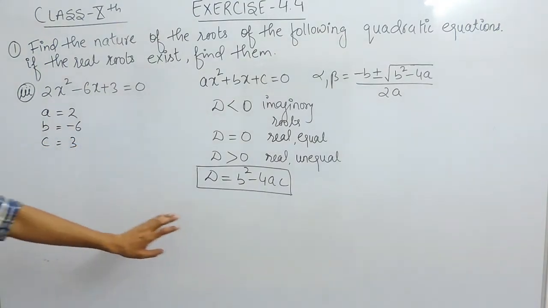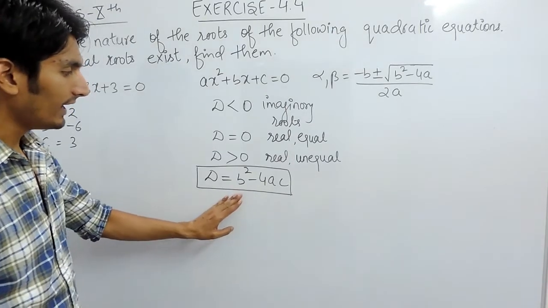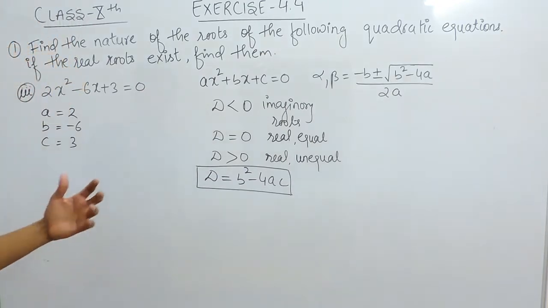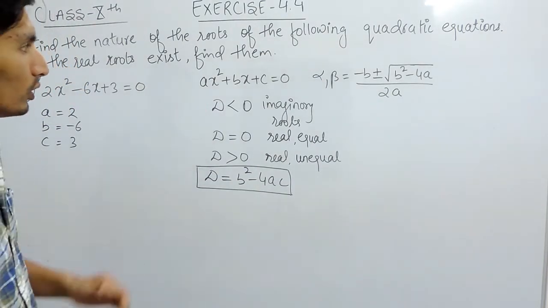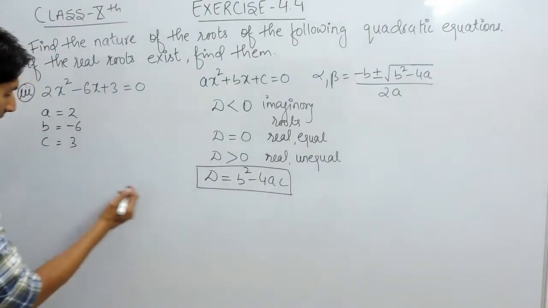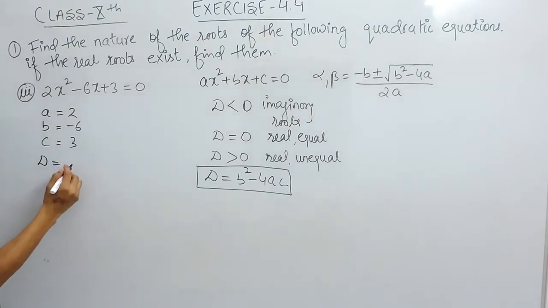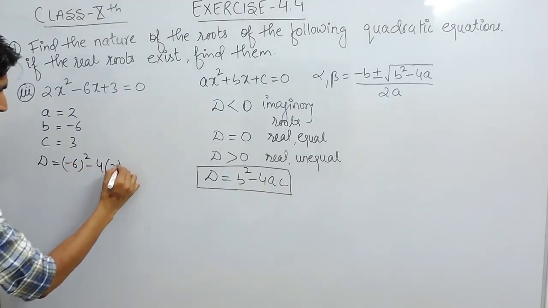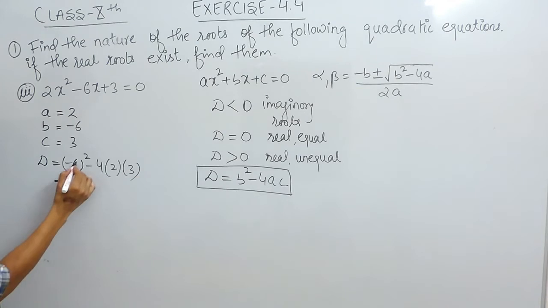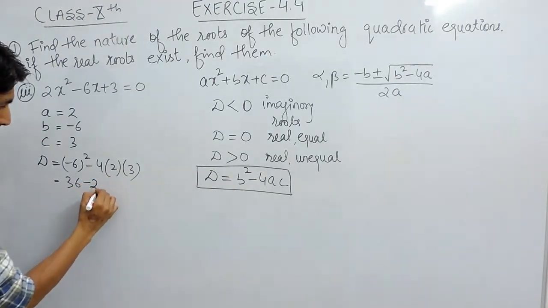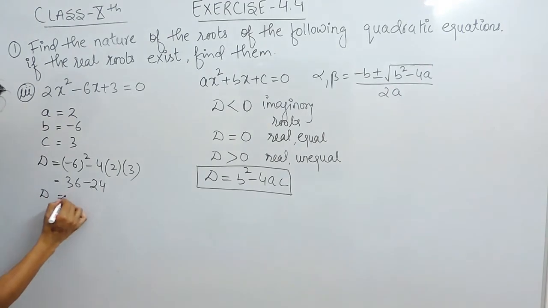After that, we have to find the value of D, which is called the discriminant, and with this we can easily know the nature of the roots. So the value of D will be b square, where b is minus 6, whole square, minus 4 into a into c. So 6 square is 36, minus becomes positive, and 4 2s are 8, into 3 is 24. So the value of D will be 12.